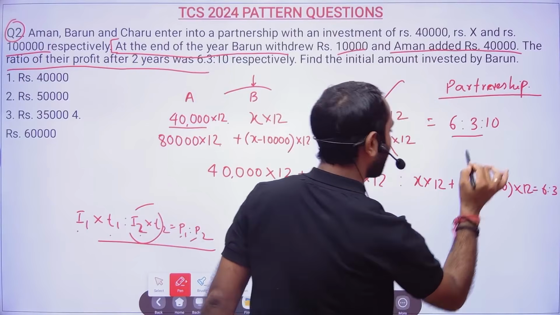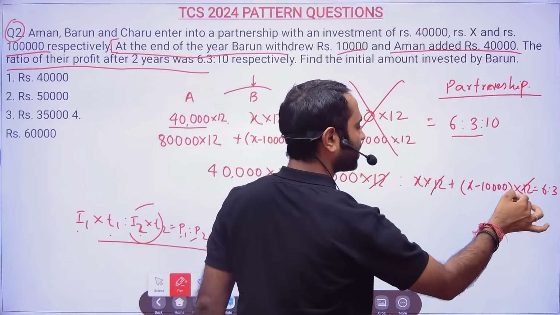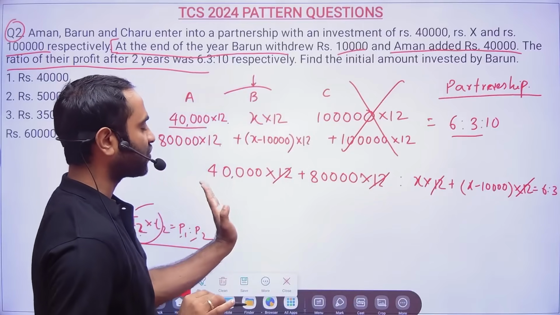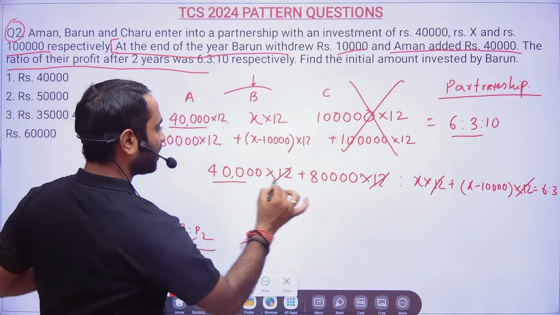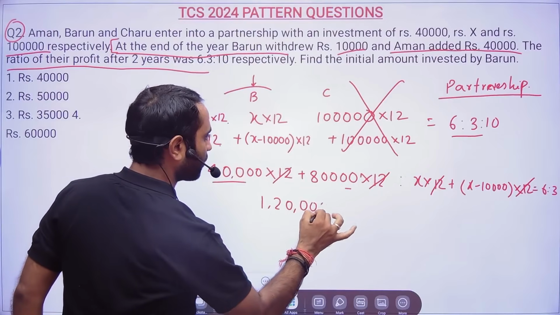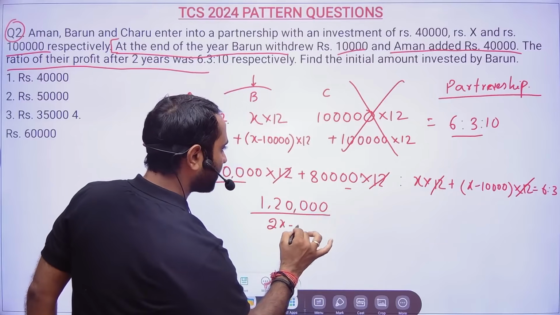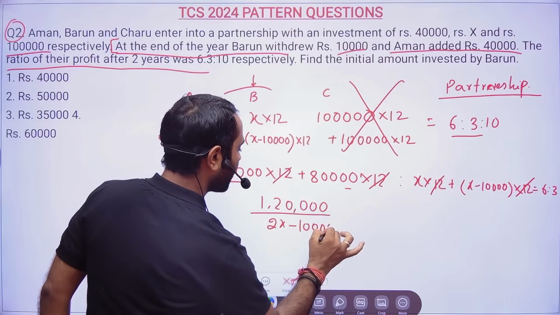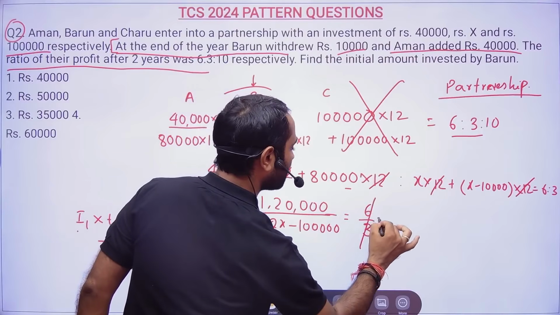So we are only worried about these two ratios. Now see, 12 if you take common, then it will be cancelled from everywhere. Okay. Now what we will do, 40,000 plus 80,000 is 1,20,000. It is 1,20,000 divided by x plus x, 2x minus 10,000, is equal to 6 by 3. 6 by 3 is nothing but 2 by 1.